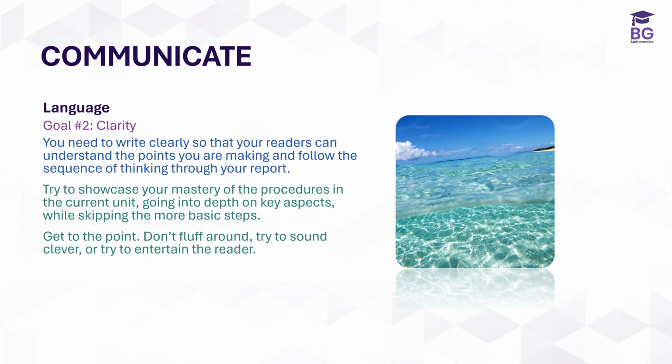Your second goal is clarity. You need to write clearly so that your readers can understand the points that you're making and follow the sequence of thinking throughout your report. It needs to be clear how the sections in the body of your report link together. You want to try to showcase with your use of language the mastery of the mathematics that you have, showing that you have a depth of understanding. So you can skip the more basic steps and focus on the key decision-making processes.